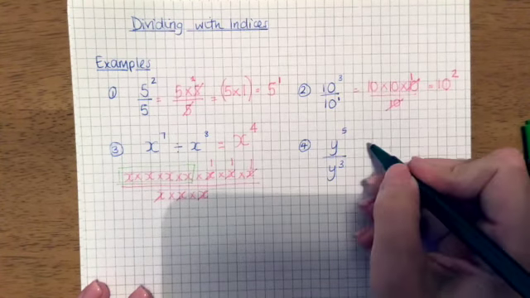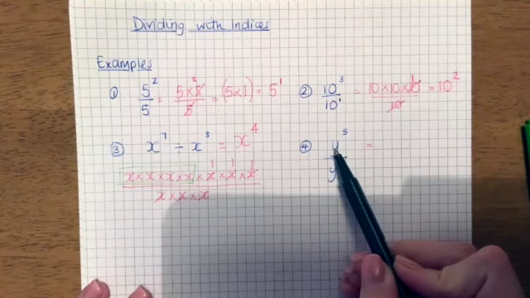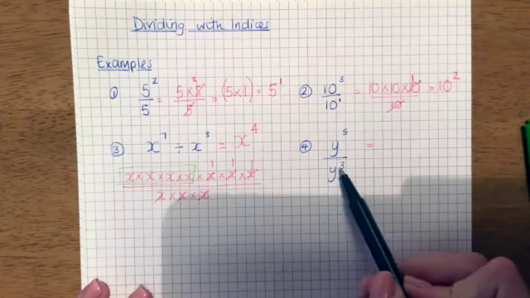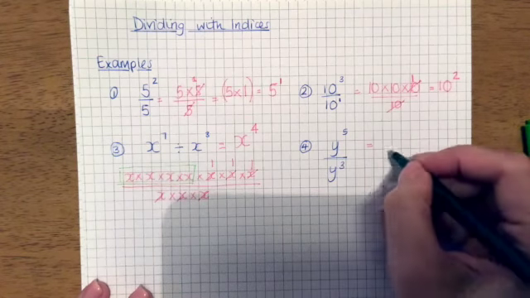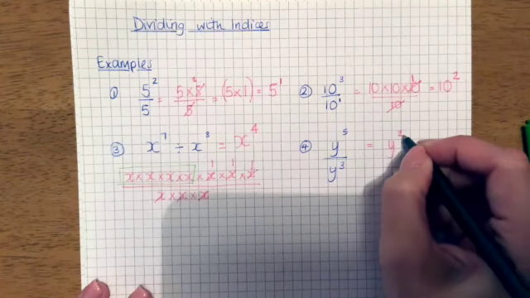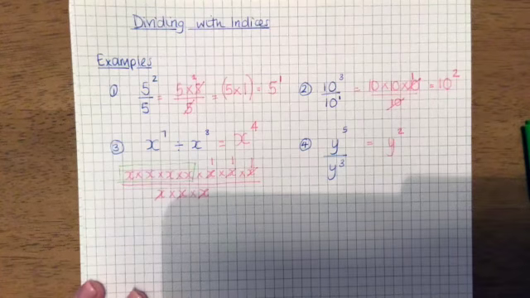Okay, so the last one. I'm not going to write this one out this time. So y to the power of 5 divided by y to the power of 3. I can just do 5 take away 3, which leaves me with y squared.